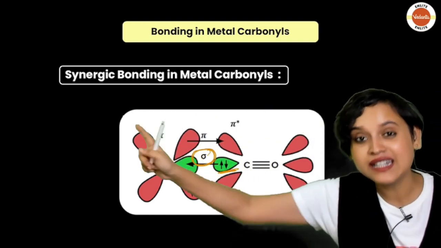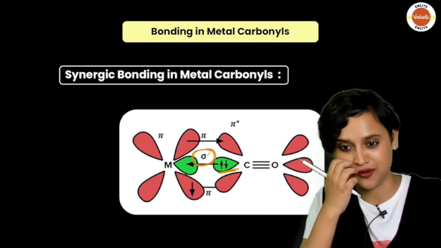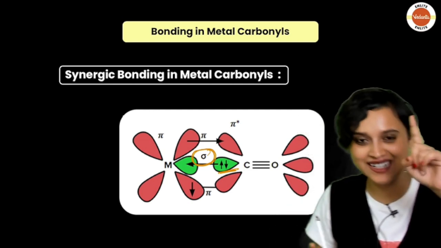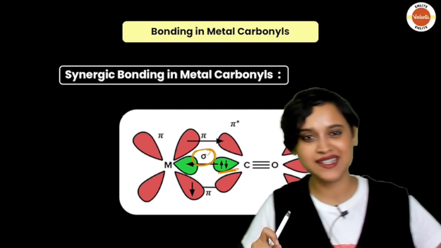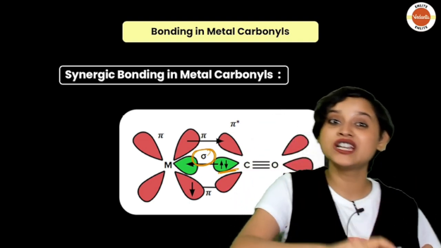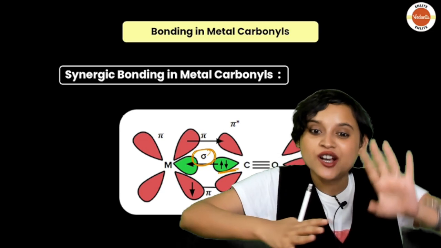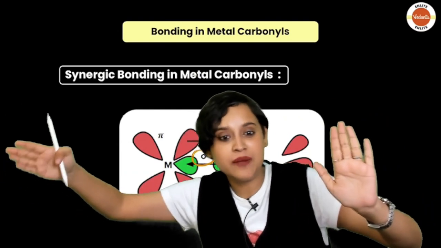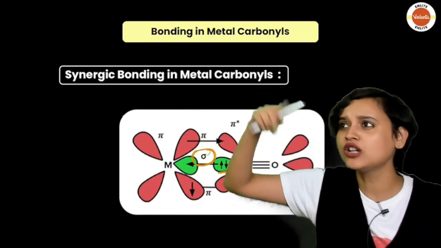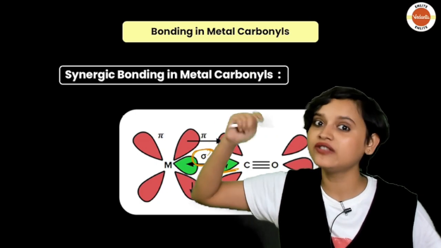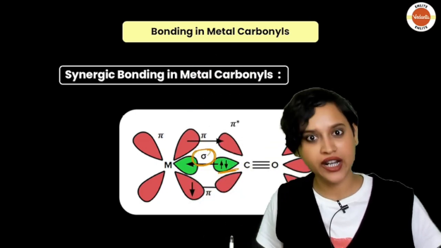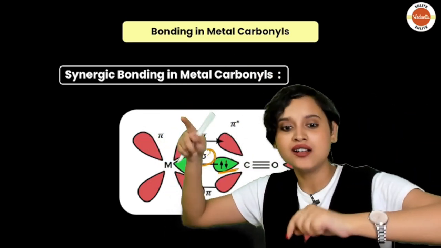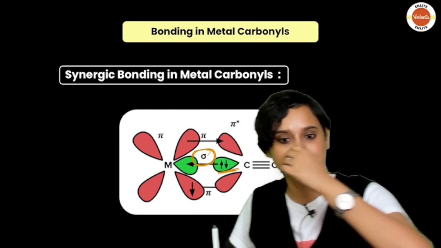Now the metal and the carbon also form a pi bond. How? Check this out, everybody. Understand this very carefully. The pi bond is formed by the donation of a pair of electrons from a filled d orbital of the metal into the vacant antibonding pi orbital. Remember molecular orbital theory? We had antibonding and bonding orbitals. Here it is donated to the pi star orbital of carbon monoxide.